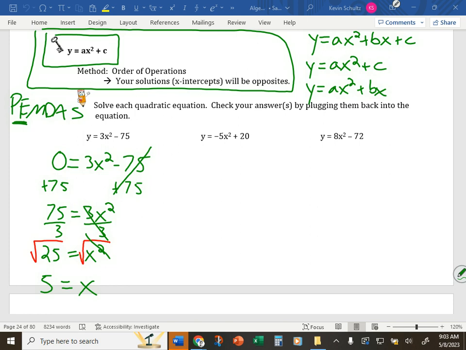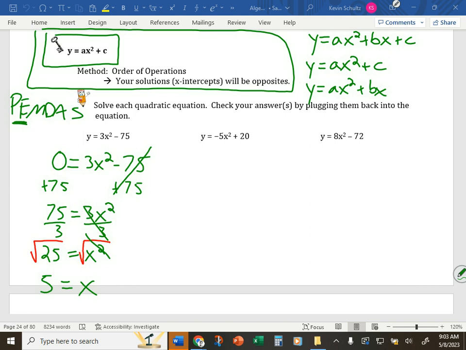But wait a minute. That's only one solution. We're looking for 2 solutions. Negative 5. Why negative 5? Because you said it was always going to be opposite. But why does that mathematically make sense that our answer would be both 5 and negative 5? Well, I'm going to prove it to you mathematically.